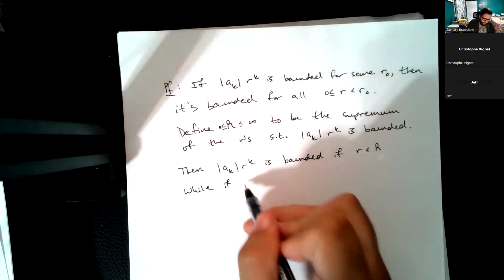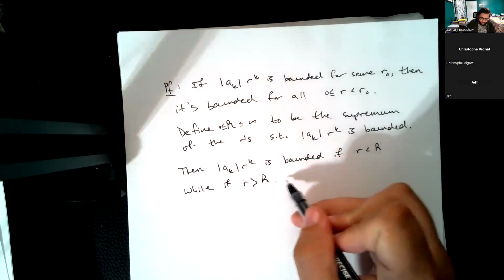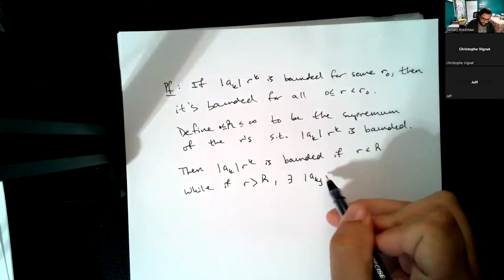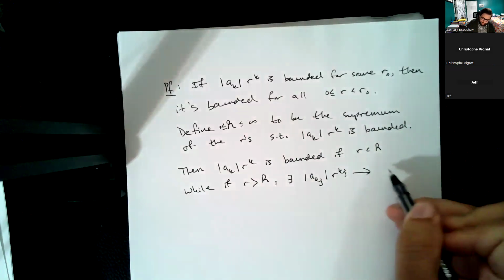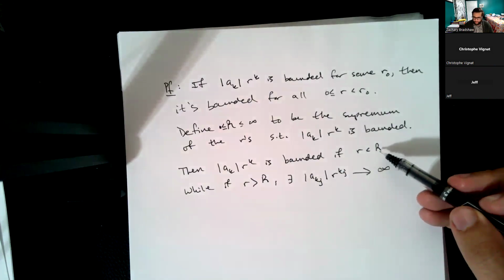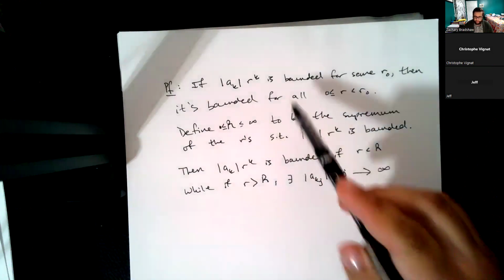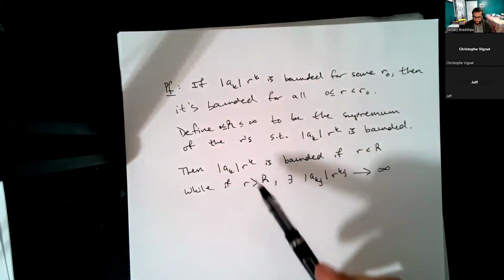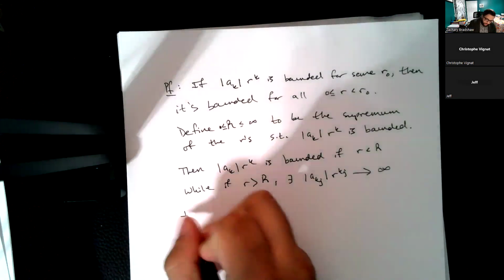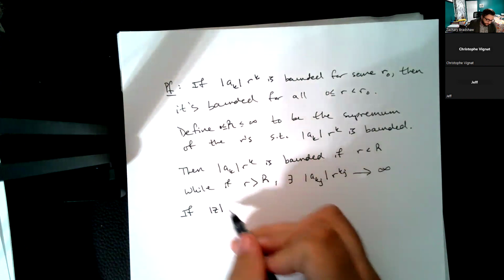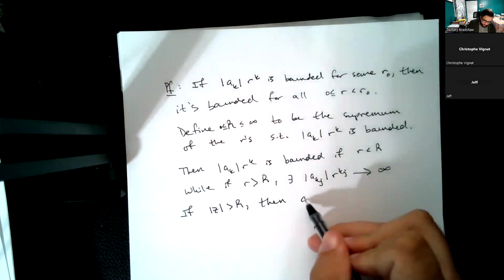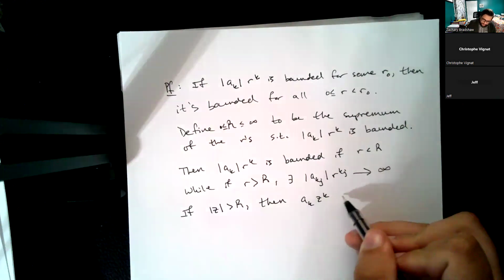While if little r is bigger than capital R, then there's a subsequence, I should say, which diverges. Right? So we're choosing this capital R to be the supremum of all the r's for which this thing is bounded. So if little r is bigger than that, then there must be a subsequence that diverges. If modulus of z is bigger than capital R, then ak z to the k does not tend to 0.